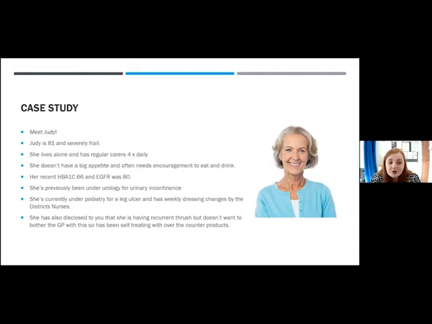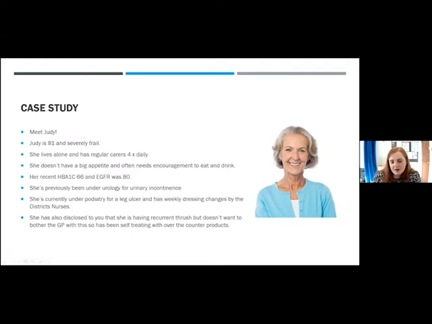She's previously been under urology for urinary incontinence, and she's also under podiatry at the moment for active leg ulceration, and these are also being addressed by the district nurses. She's also disclosed to you that she's having recurrent thrush, but she doesn't really want to bother the GP with this, so she's been treating this herself. This may be important because it may not be on their actual records when you're looking through. So again, it's always important to take what's on the record, but also have that conversation.